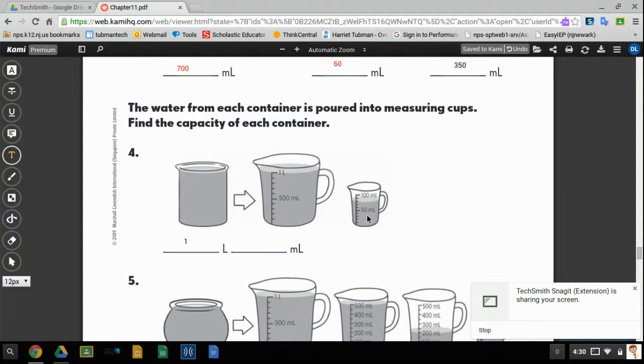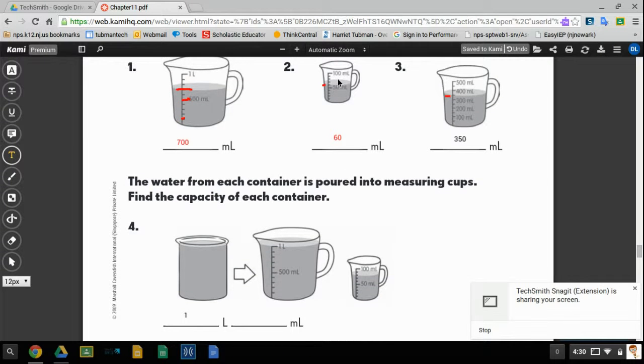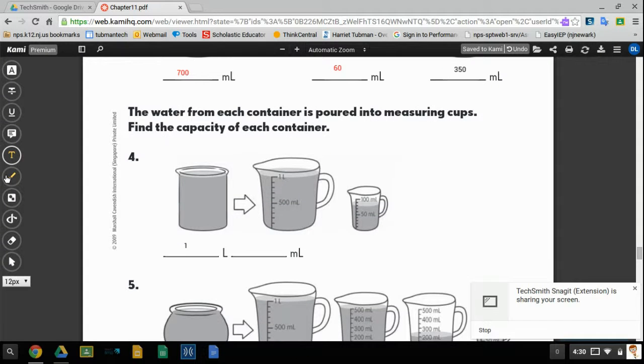So if I look at this, this looks just like number 2, and this smaller leftover liquid, I'm counting by tens. So here, 10, 20, 30, 40, 50, 60, 70, 80. So it's 1 liter and 80 milliliters.